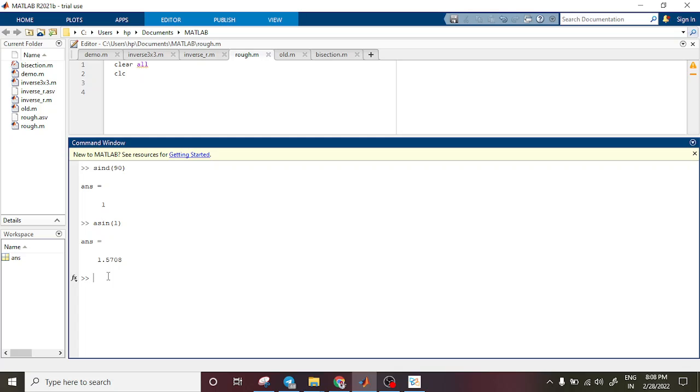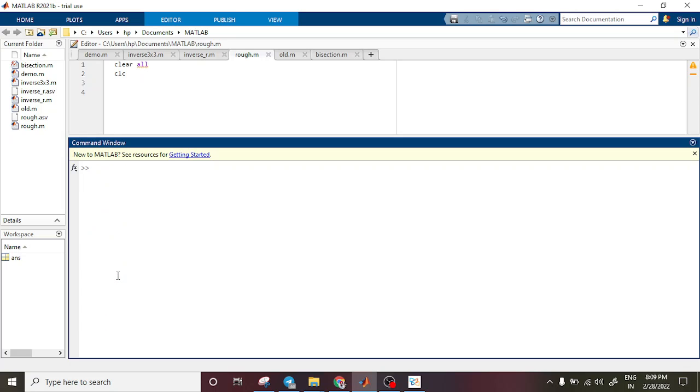So now we have to do the reverse of the previous one. Previously we did degree to radian. Now I'm doing radian to degree, rad2deg. This answer I am changing into degrees. Now you can see that I am getting 90. So 90 degrees is the answer.